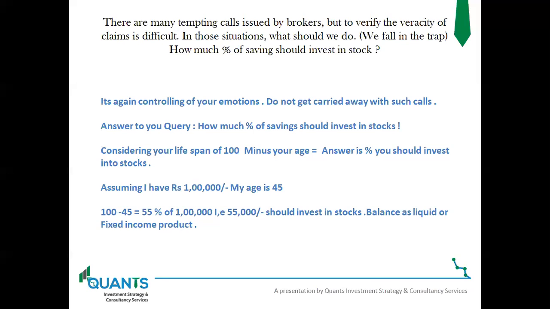Assuming I have rupees 1 lakh, my age is 45. 100 minus 45 is equal to 55 percent of 1 lakh. That is 55,000 rupees should be invested in stocks, and the balance in liquid or fixed income products.